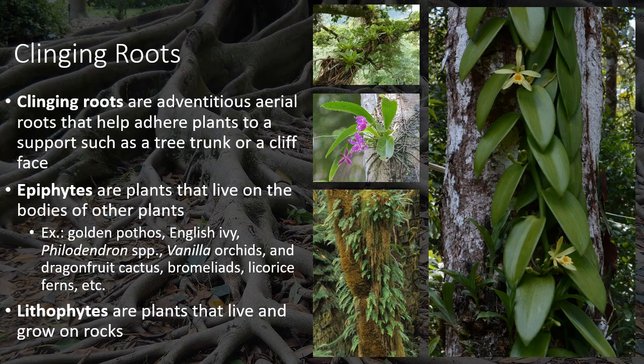On the left-hand side, the top image is a branch in a tropical rainforest covered with bromeliads, which are popular houseplants. If we go one image down to this middle image, we have a Phalaenopsis orchid, which is growing on a tree trunk. You can see the clinging roots radiating out across that tree trunk to hold that orchid in place. And they're just happy to grow there. In a rainforest, they don't have to worry about drying out too much because it rains almost every day. And this bottom left-hand image is the licorice fern, which is a very common and prevalent epiphyte in temperate rainforests in the states of Oregon and Washington, and also in British Columbia and southern Alaska.